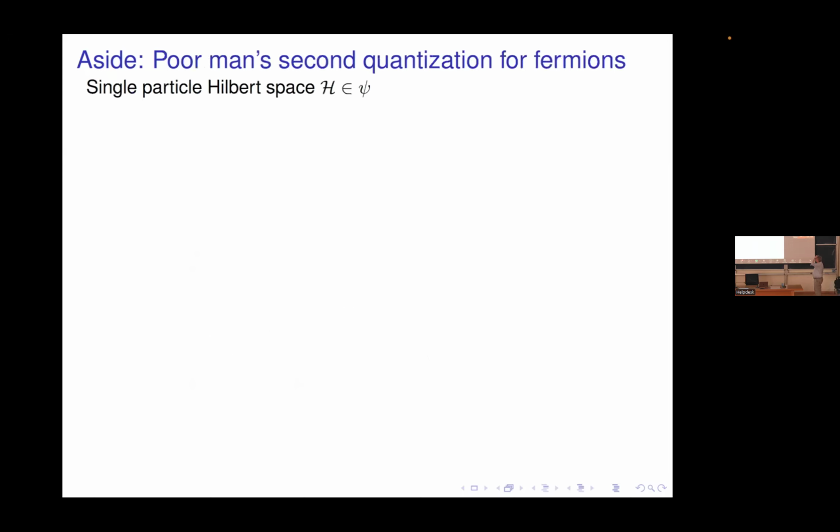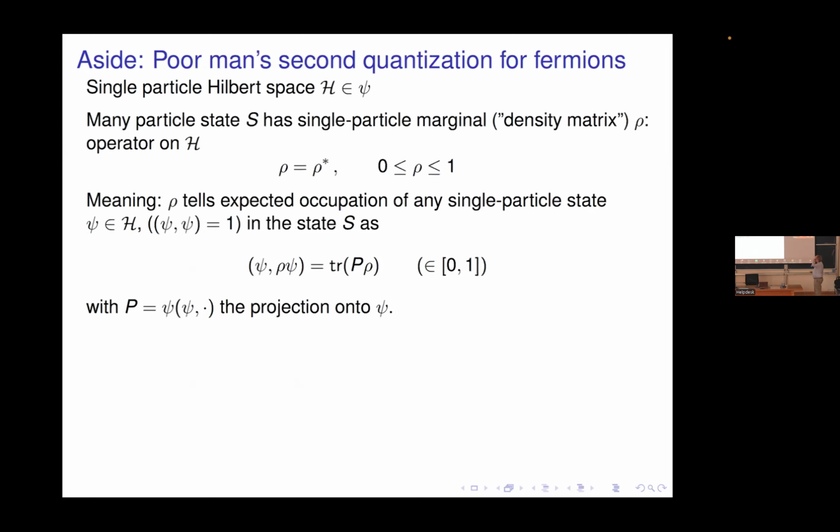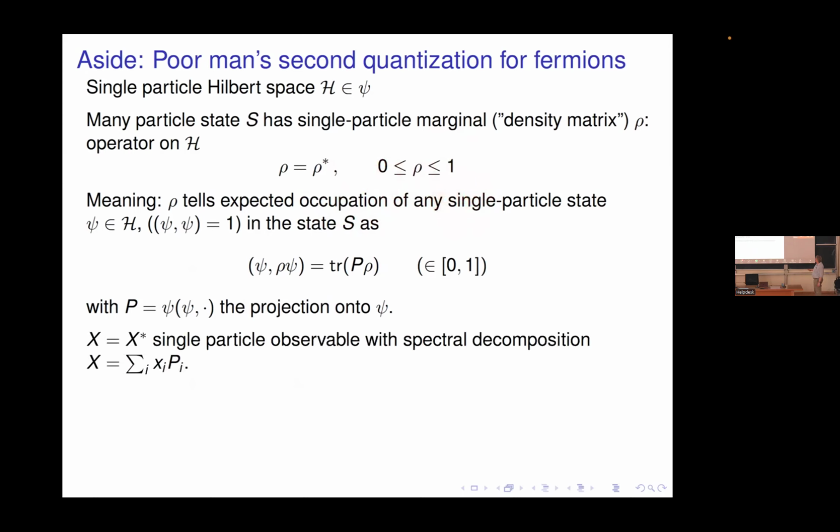Another thing was the single particle density matrix, which is called Rho. It tells us how, so we have a many body state, but there's a single particle marginal of the density matrix called Rho. It's a Hermitian operator between 0 and 1. It tells us about any single particle state the degree of occupancy it has, and that must be between 0 and 1.